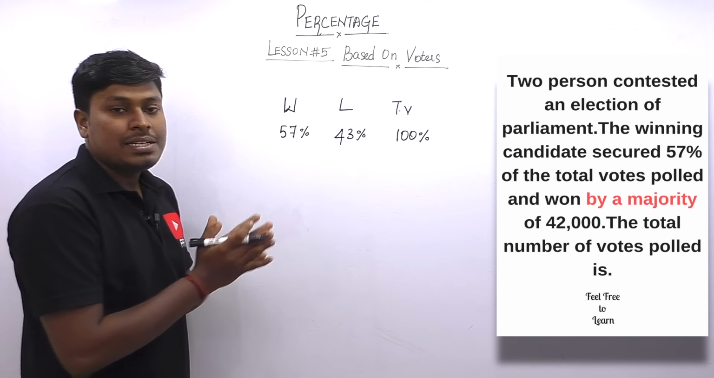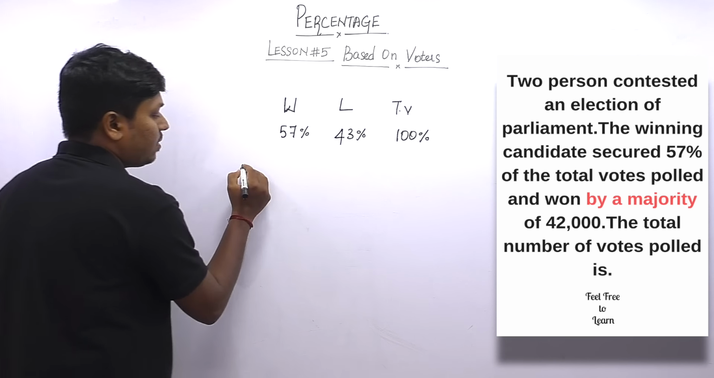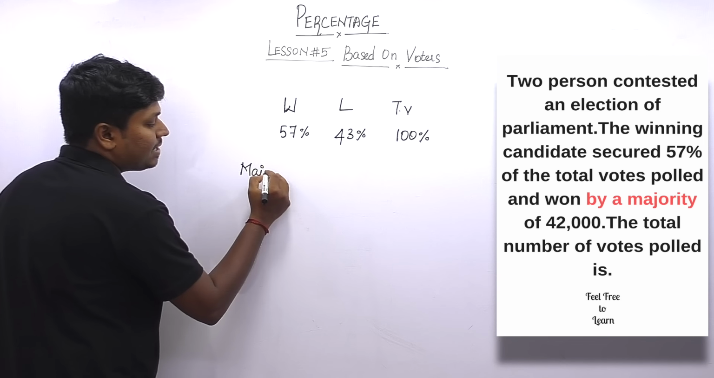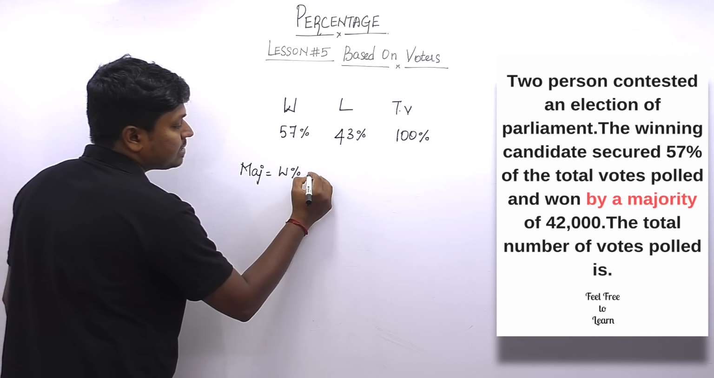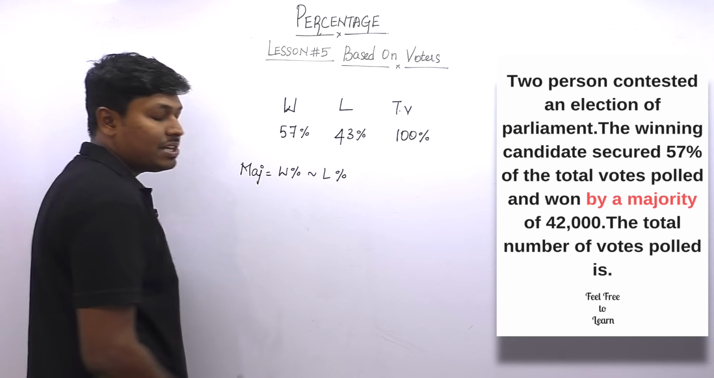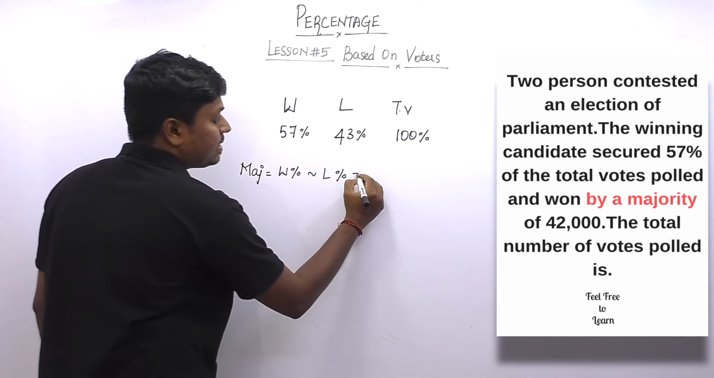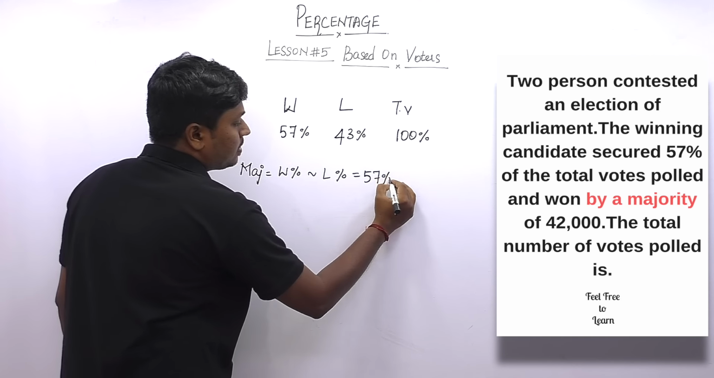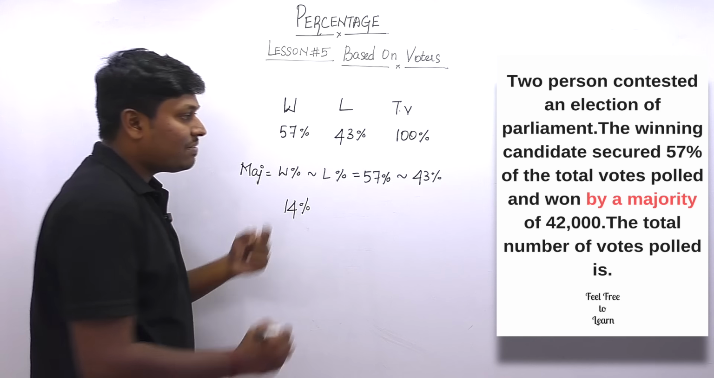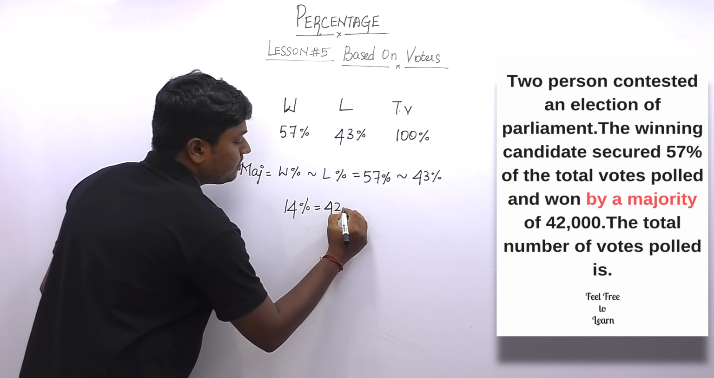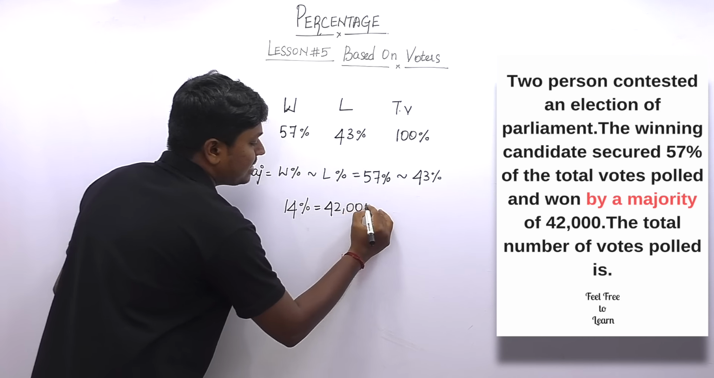And now we know that the majority is 42,000. What is the meaning of majority? Majority is equal to the winner percentage minus the loser percentage. Winner percentage is 57% and loser percentage is 43%, so the difference between both percentages is 14%. So this 14% is called the majority, and they have given its value as 42,000. So the majority is 14%, which is 42,000.